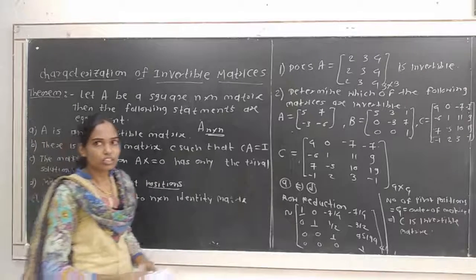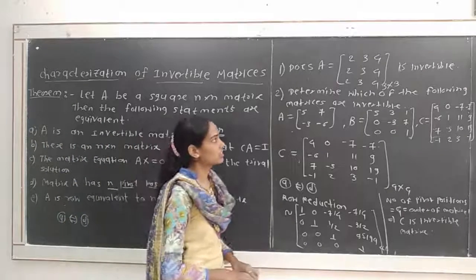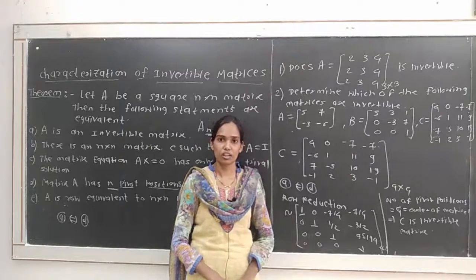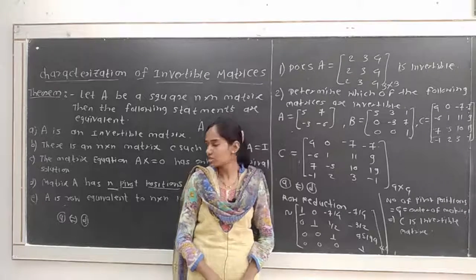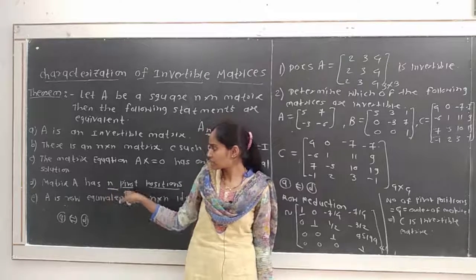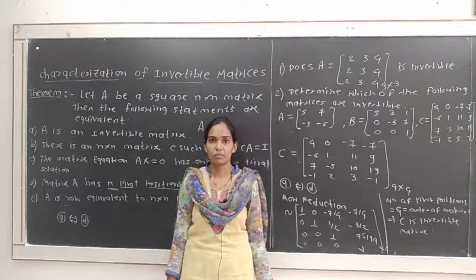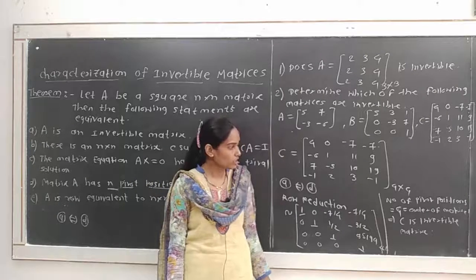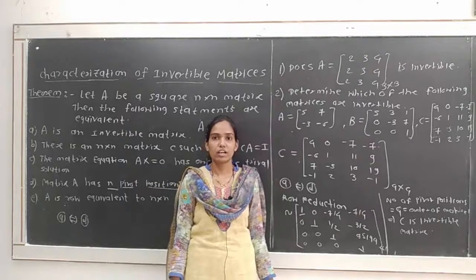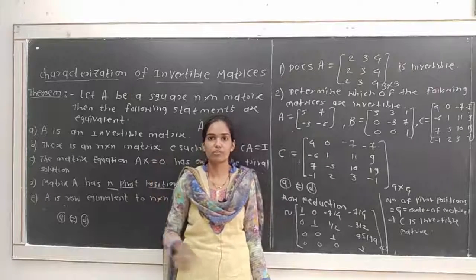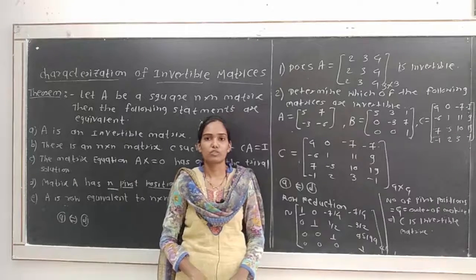So in this way we can check whether the given matrices are invertible or not invertible. Using this statement, if matrix A has n pivot positions, then it is an invertible matrix. Here our first chapter is completed. This is the last topic of our first chapter, or first unit.